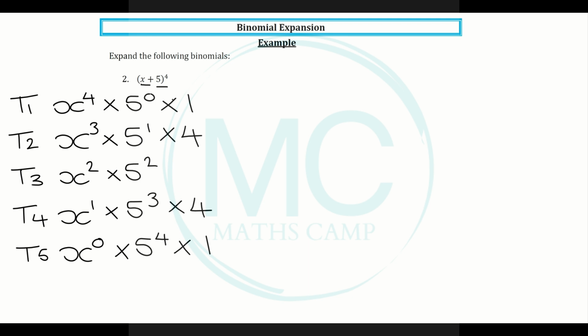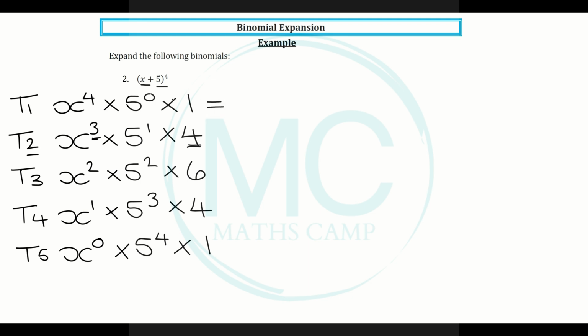For the constant of the third term, we need to look at the values we have for the second term. We take the constant, which is 4, multiply by the exponent of a, which is 3. 4 times 3 gives us 12. Divide by that term's position, which is 2. 12 divided by 2 gives us 6. This is the constant for the third term.